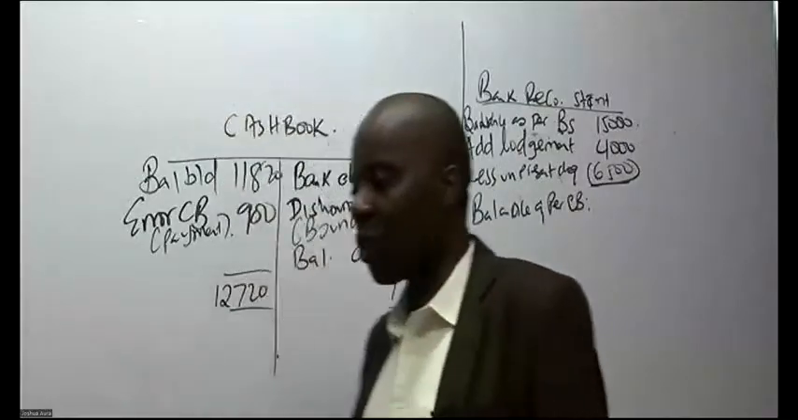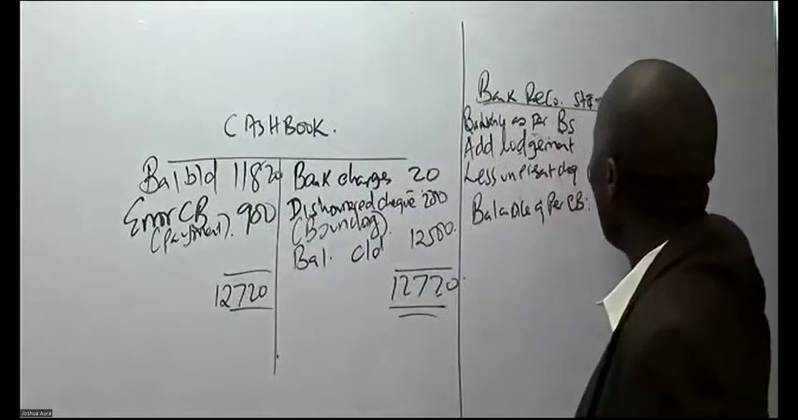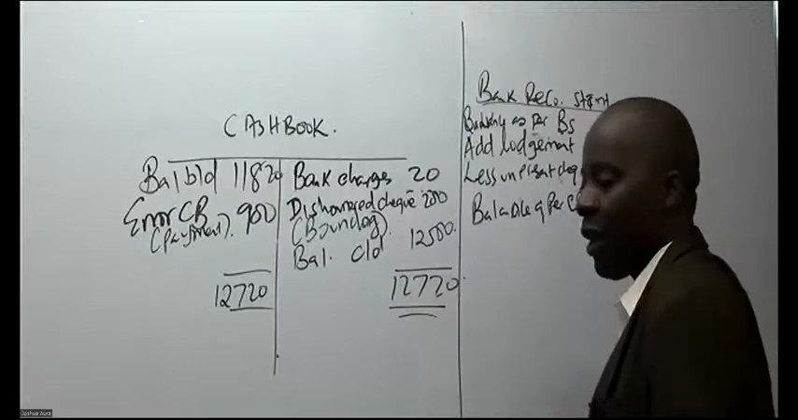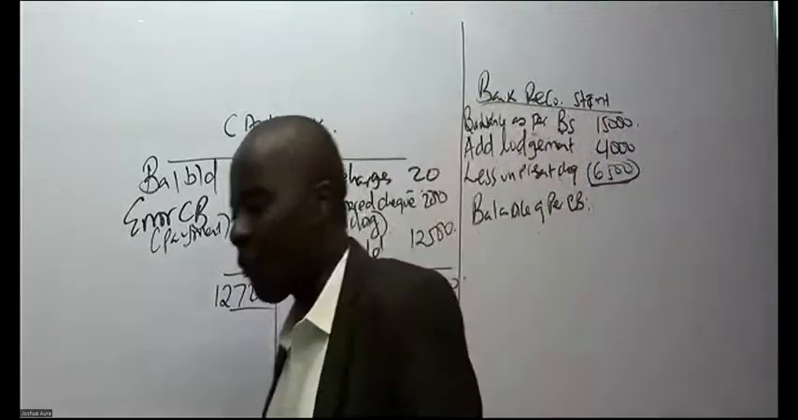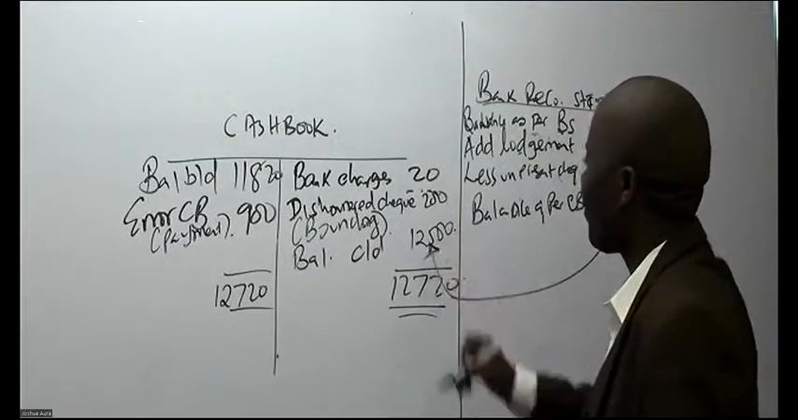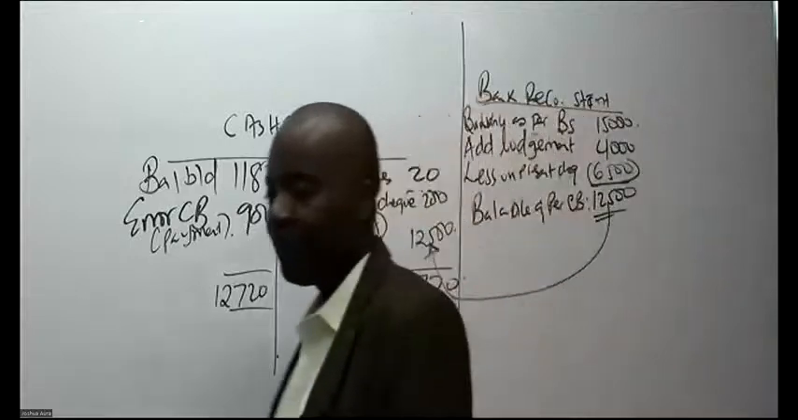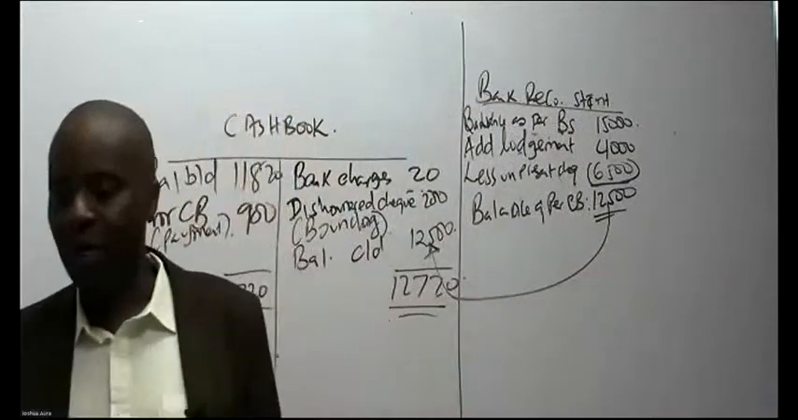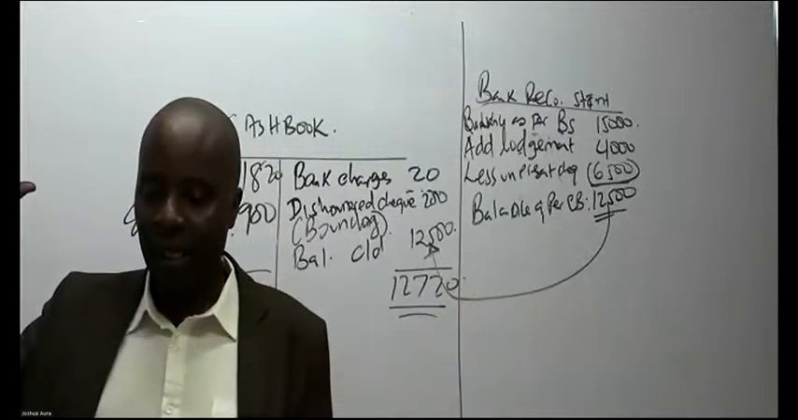So you're taking this 15,000, you add 4,000, minus 6,500. What figure are we getting? 12,500. So are you seeing some kind of a reconciliation, some kind of an agreement? 12,500. Is that okay?